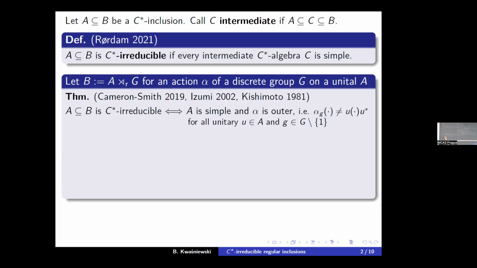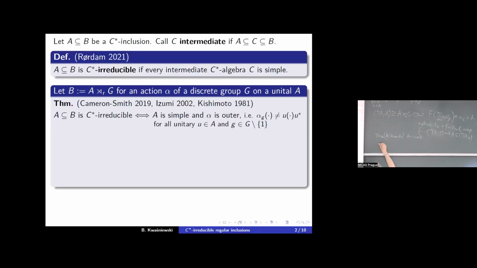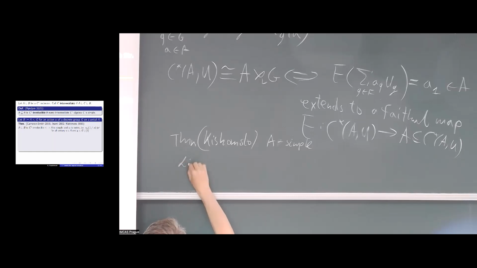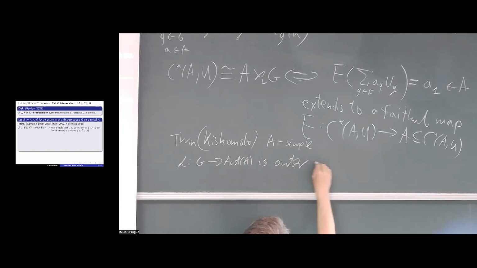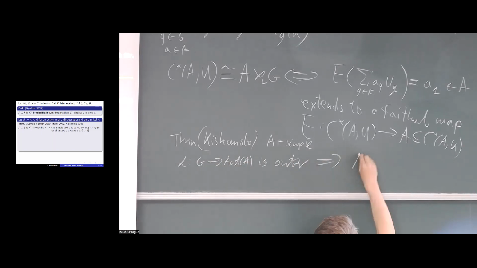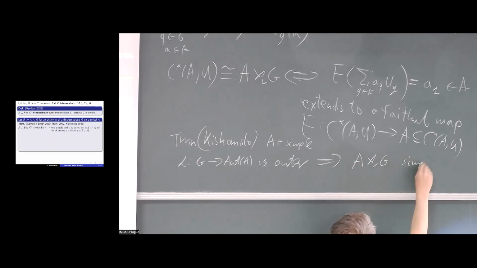So what he proved, this famous result, is that if this group action is outer, then the reduced cross product is also simple. So I now just write this instead of this.